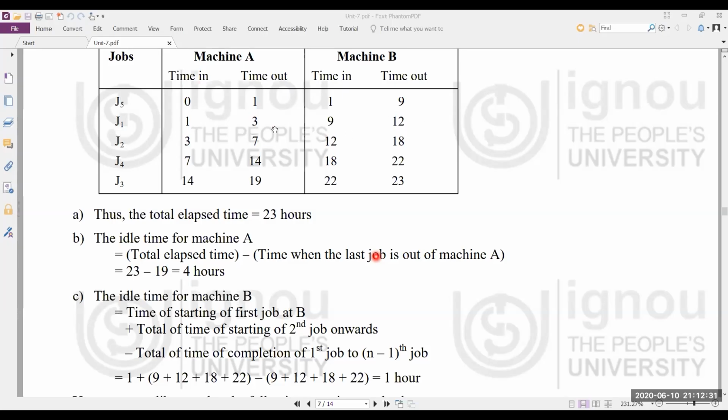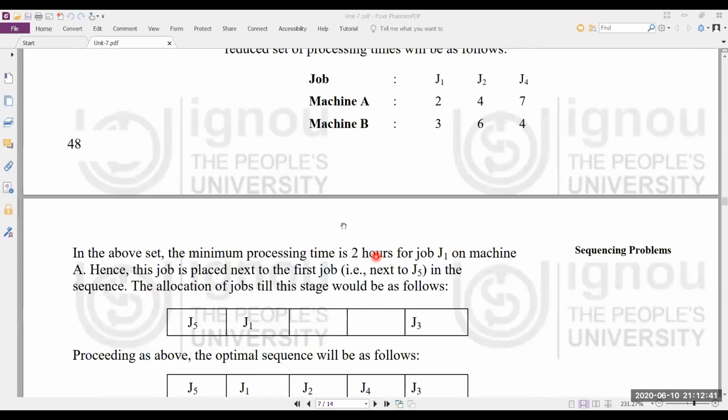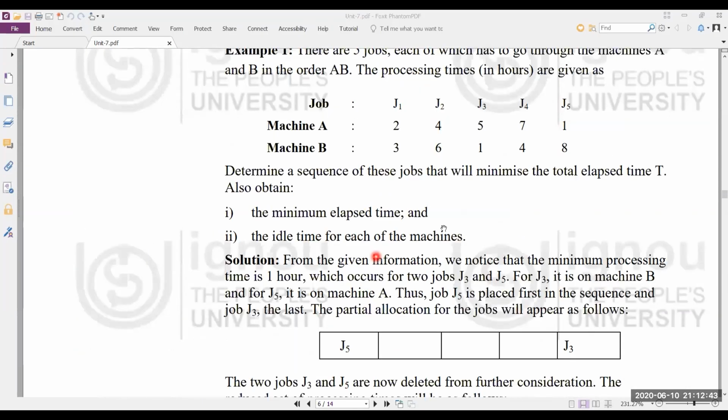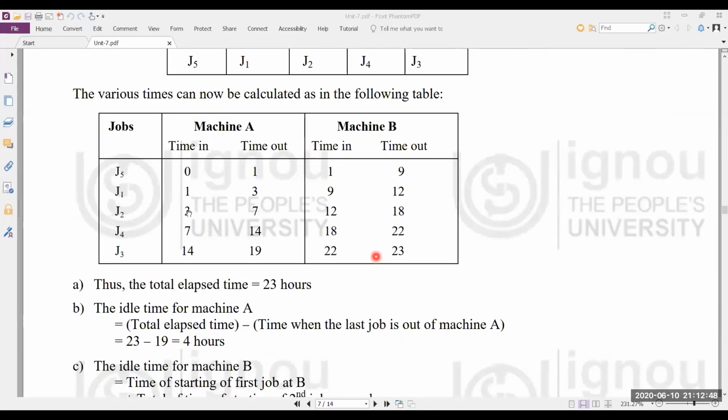Similarly, machine 1, machine A, is free after 3 hours, and again takes up the J2 job, and it will take 4 hours on the J2 job. So it will be free at 3 plus 4, which is equal to after 7 hours.